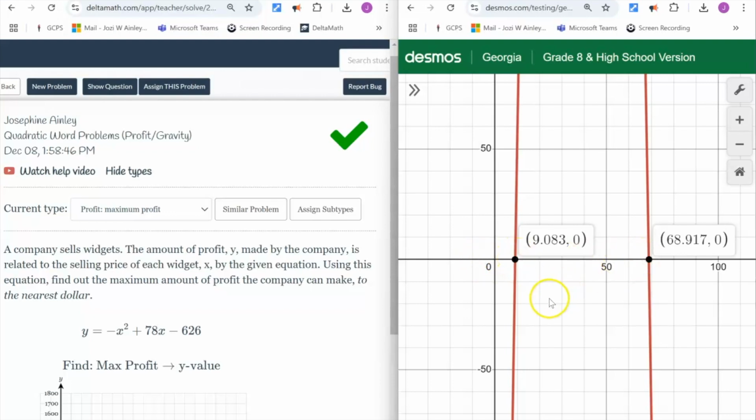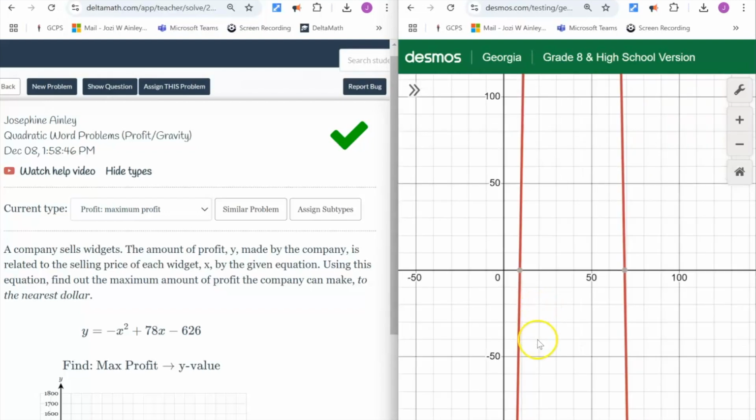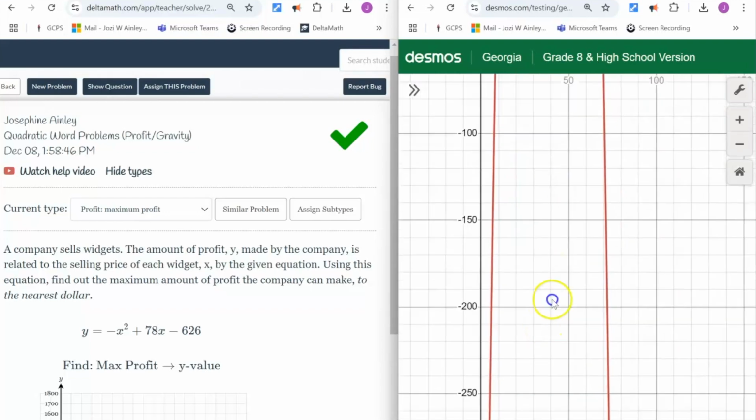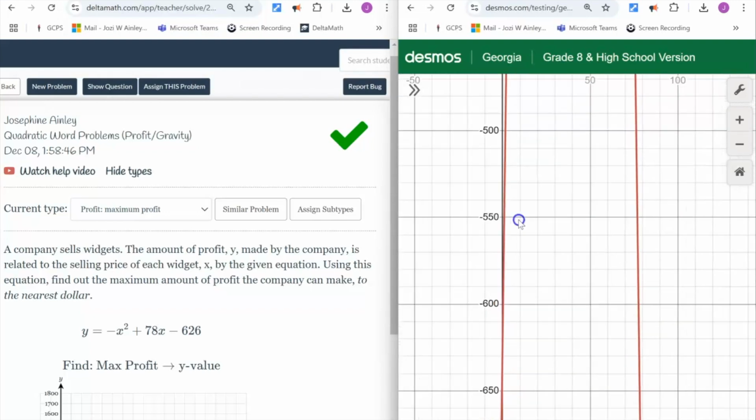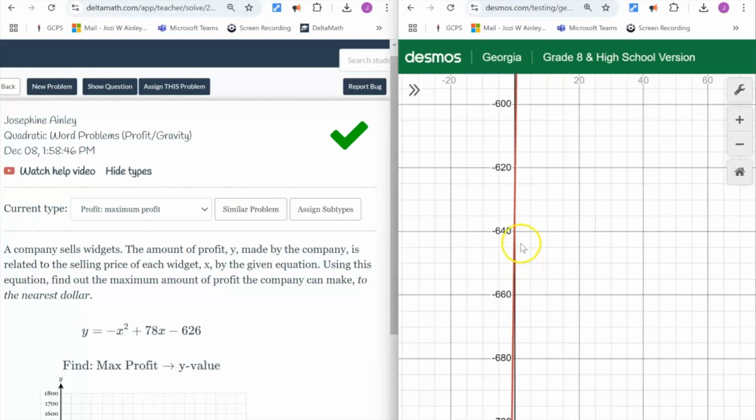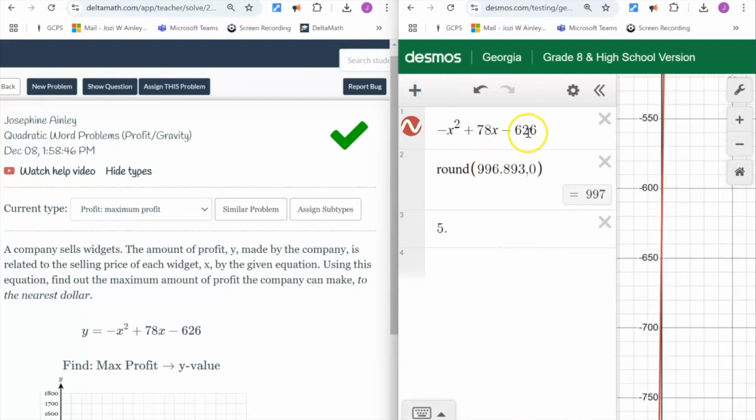The other question they can ask is, what if I sell it for $0? What is my profit then? Well, then I need to find where it crosses the y-axis. Let's click in here so you can see the point, and there it is. Remember, my x-axis is how much I sell it for. So if I sell it for $0, I will make a profit of negative $626.